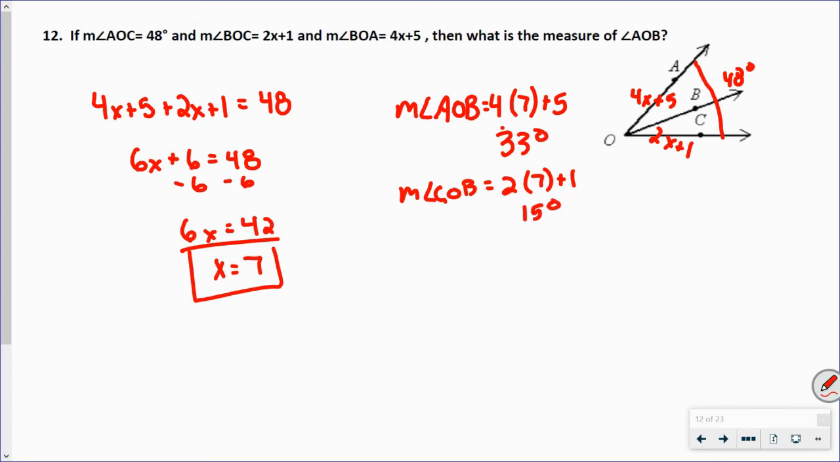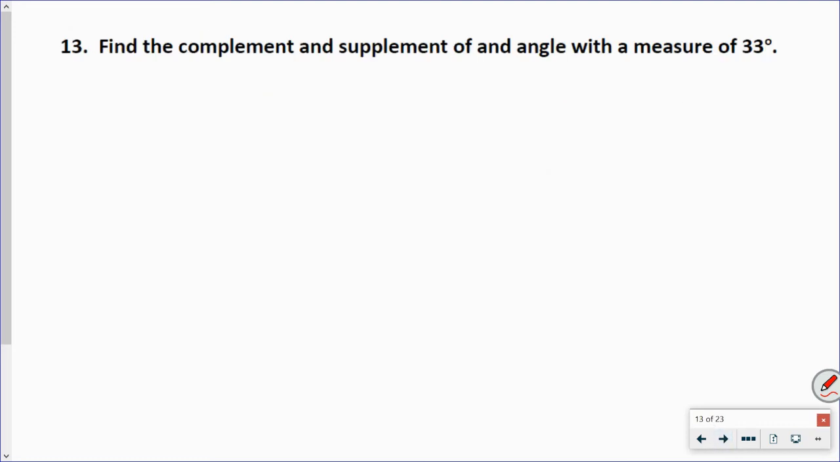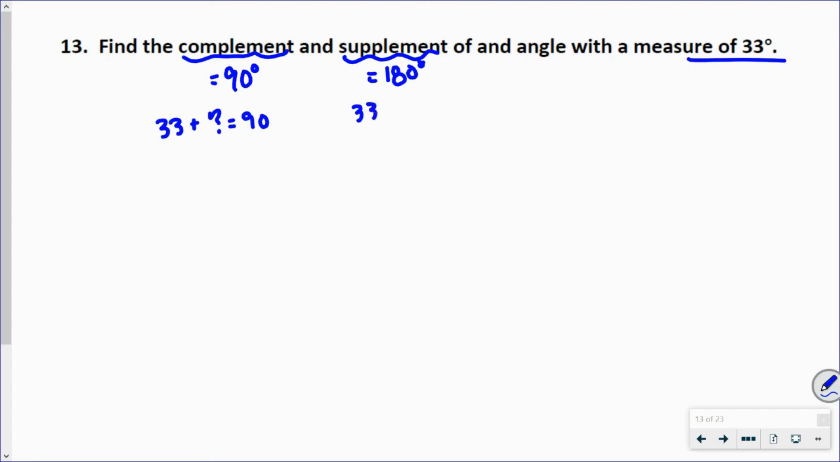Okay, so it may ask you multiple angles in that same question. Find the complement. Okay, complement was 90 degrees. Sum to 90. Find the supplement, which equals 180. Sum to 180 when the angle is 33 degrees. So what it's saying here is 33 plus what angle equals 90. Then it says 33 plus what angle equals 180. Well, you're just going to take 90 minus 33 and get 57. So this angle is 57 degrees. And here you're going to take 180 minus 33.